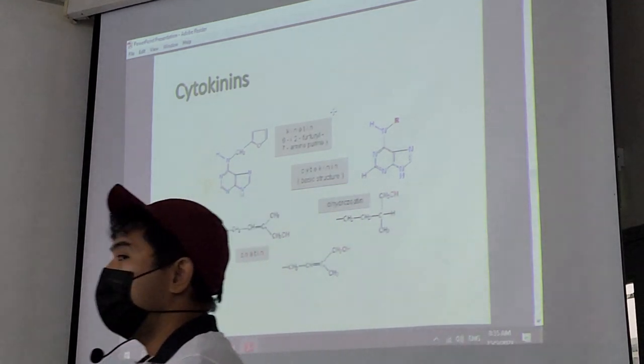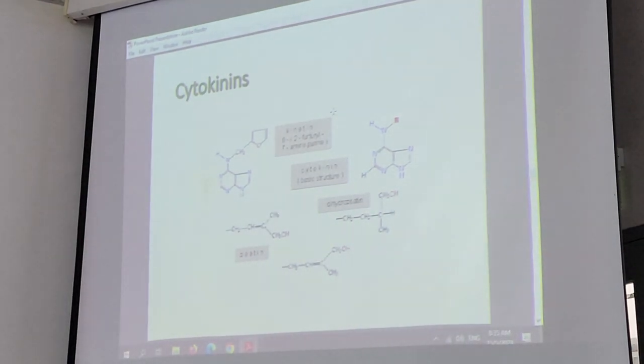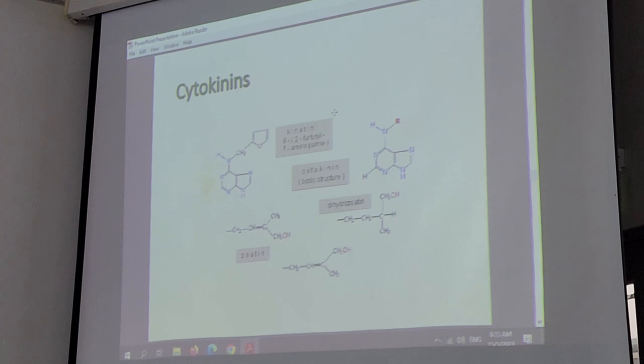All right, okay, that's all about gibberellin. Now let's look at cytokinin. Any question about gibberellin before we jump into cytokinin?